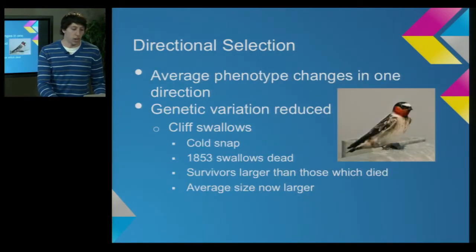Directional selection is when an average phenotype changes in one direction or the other, depending on the environmental forces acting upon the trait. And overall, the genetic variation of the population is reduced when this occurs.